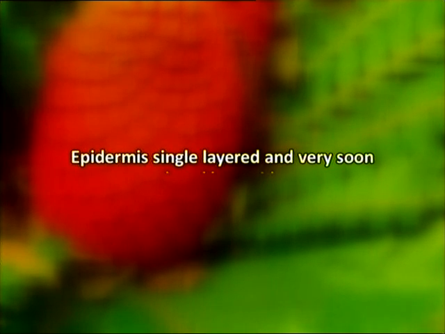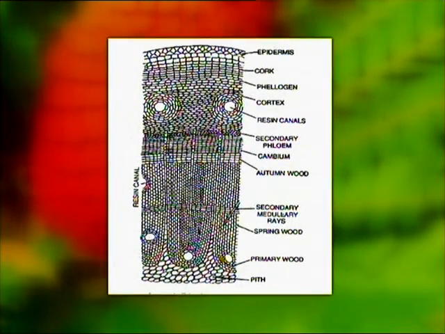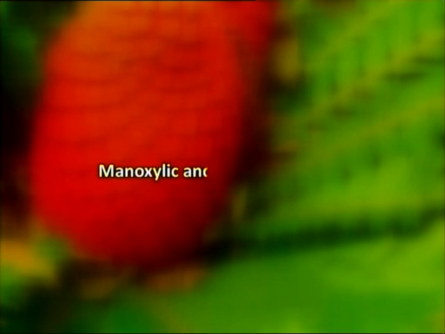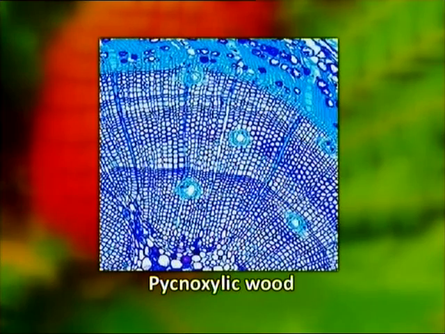Anatomically, the stem shows an epidermis, cortex and stele. The epidermis is single layered and very soon replaced by periderm. Cortex is parenchymatous. Based on the relative quantity of soft tissue and mechanical tissue, gymnosperms are classified into manoxylic and pycnoxylic types. In manoxylic forms, as in Cycas, the wood is not compact and has parenchyma. In pycnoxylic forms, wood is compact and relatively less amount of soft tissue is present.